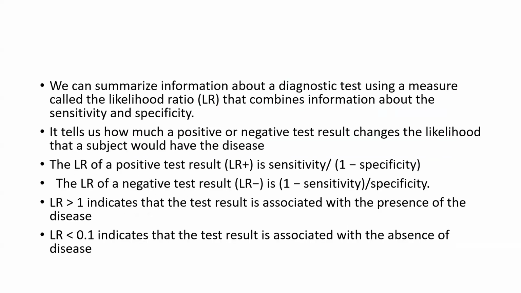So we can summarize the information about a diagnostic test using a measure called the likelihood ratio, which combines the information about sensitivity and specificity. It tells us how much a positive or negative test result changes the likelihood that a subject would have the disease. So the likelihood ratio of a positive test result is sensitivity upon 1 minus specificity. The likelihood ratio of a negative test result is 1 minus sensitivity upon specificity. A likelihood ratio more than 1 indicates that the test is associated with the presence of the disease, and if the likelihood ratio is less than 0.1, the test result is associated with the absence of disease.